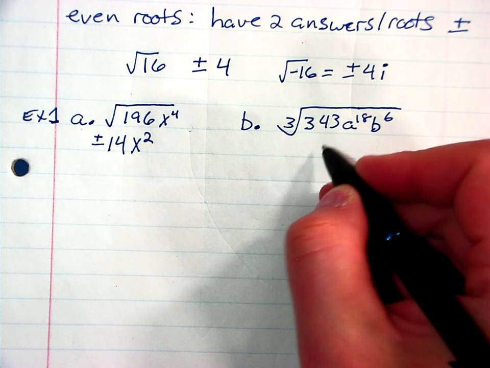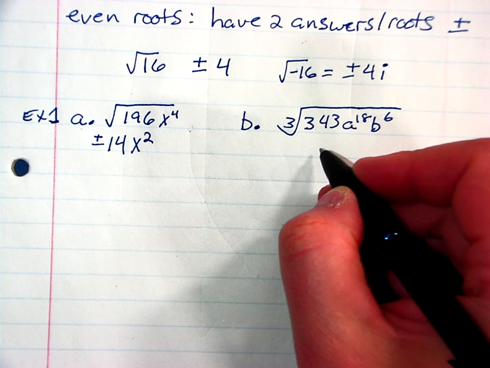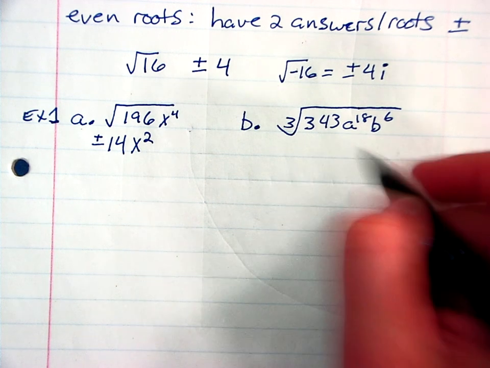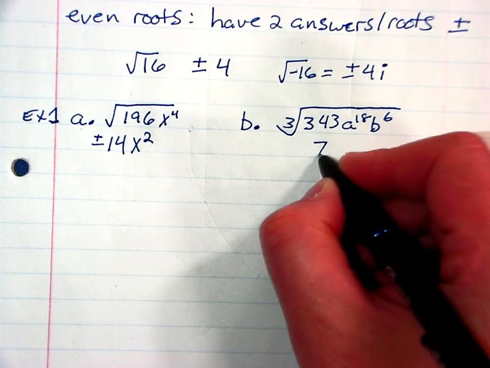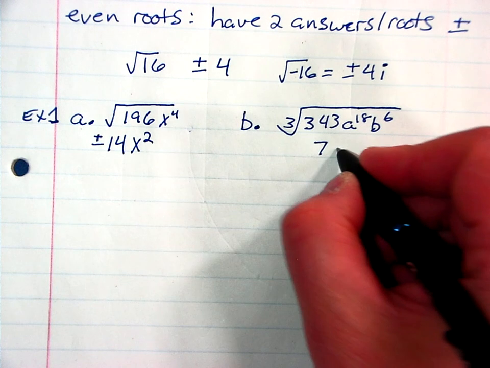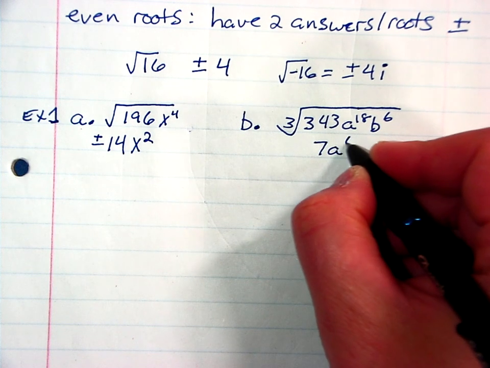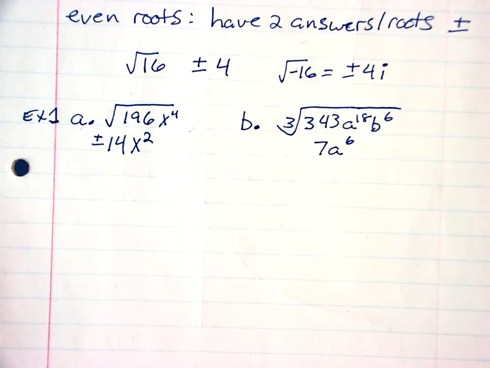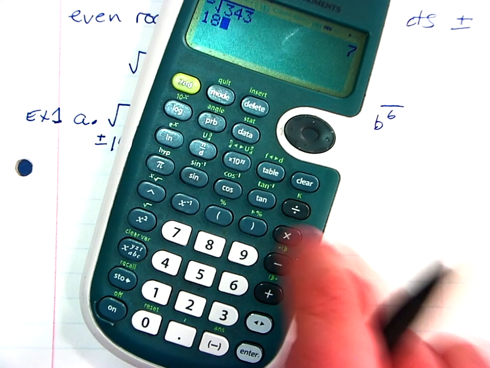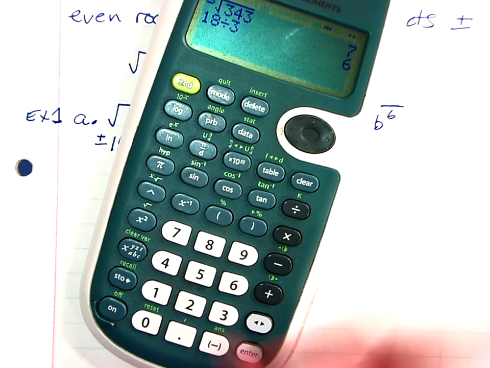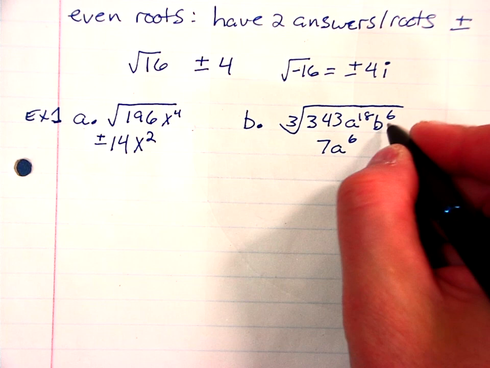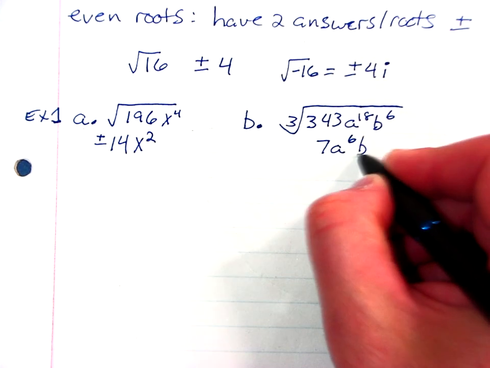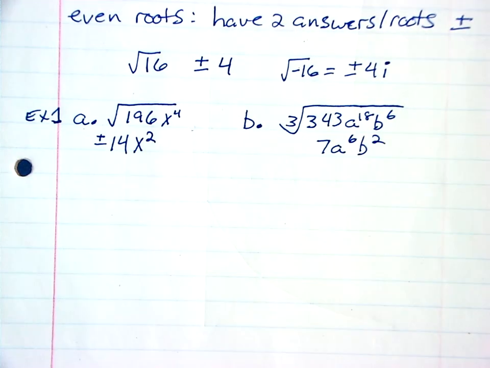Now, can this be negative 7? No, because that would give us negative 343. So 7. What is 18 divided by 3? 18 divided by 3 is 6. What is 6 divided by 3? That is your final answer.